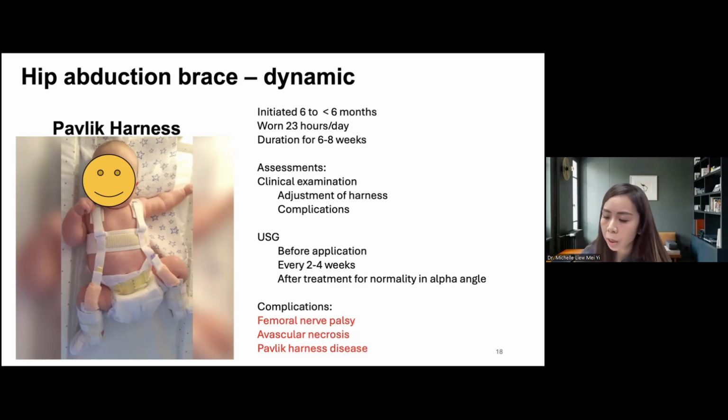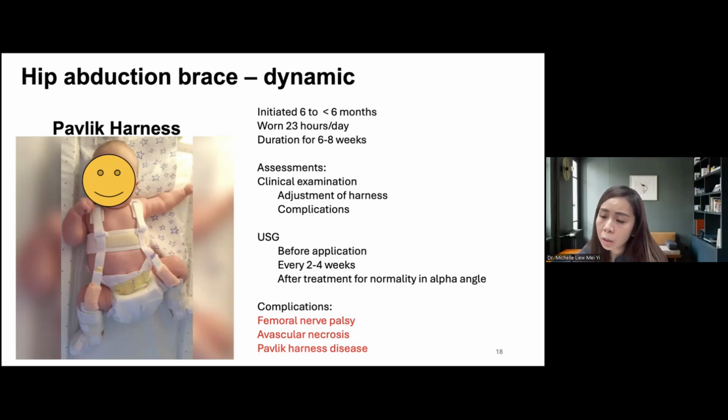So the hips are usually able to be stabilized within 3 to 4 weeks of harness use, but we can continue this up to about 6 to 8 weeks, depending on the severity of DDH, and then perform a reassessment ultrasound to ensure the treatment is effective.